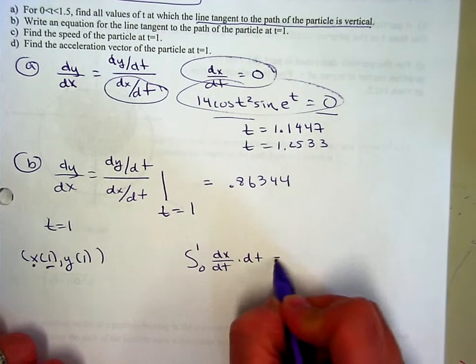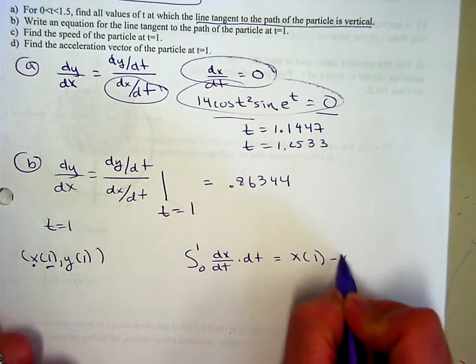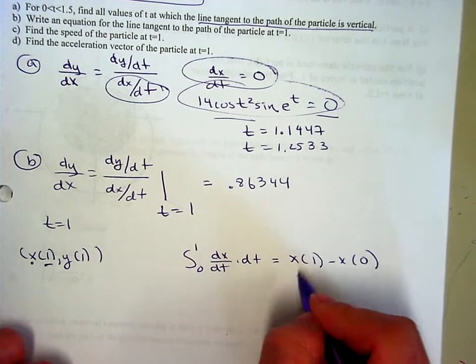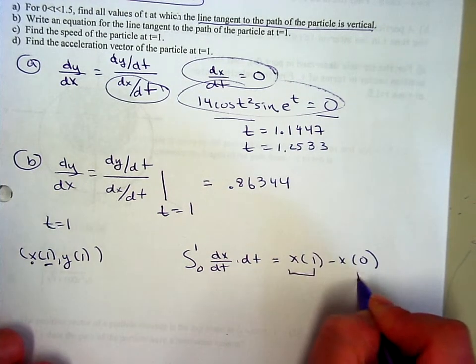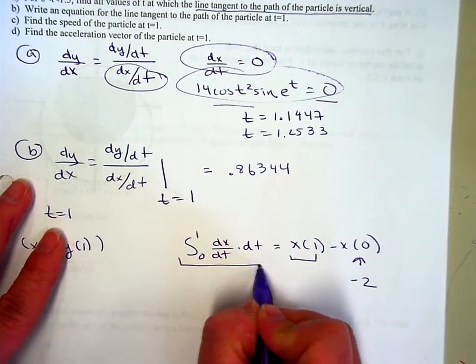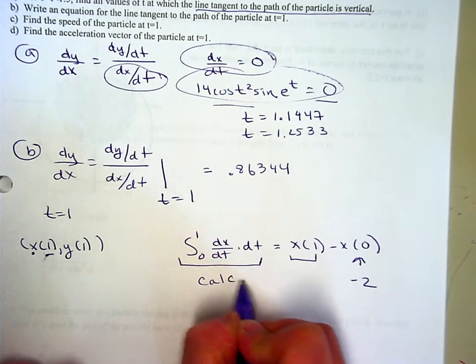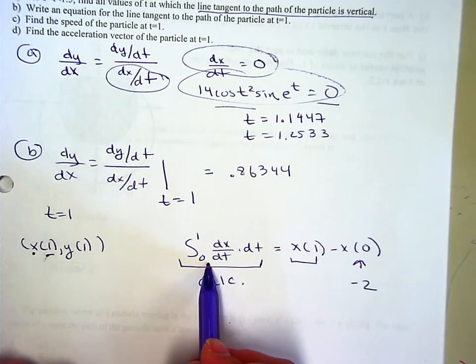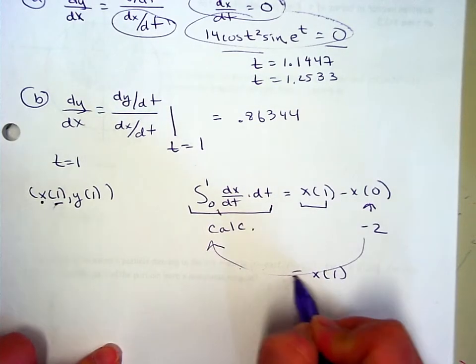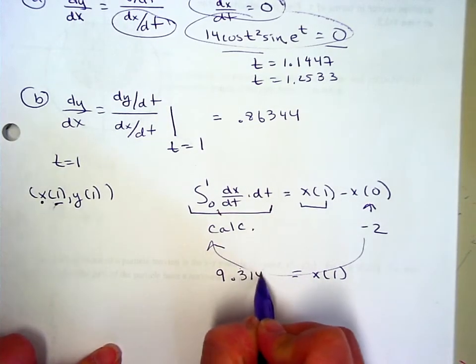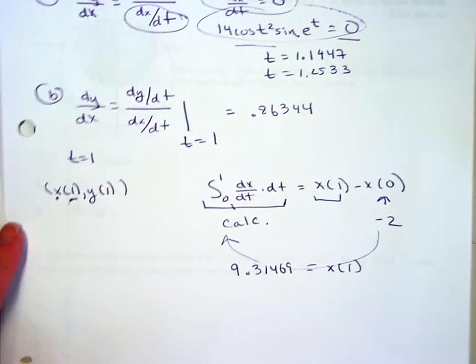This will give me x of 1 minus x of 0. X of 1 is what I'm looking for. This is given as -2. This, use your calculator to punch it out. Integrate dx/dt from 0 to 1. And then go ahead and move this point over, so I end up with x of 1 equals 9.31469. You're going to do the same thing with dy/dt.